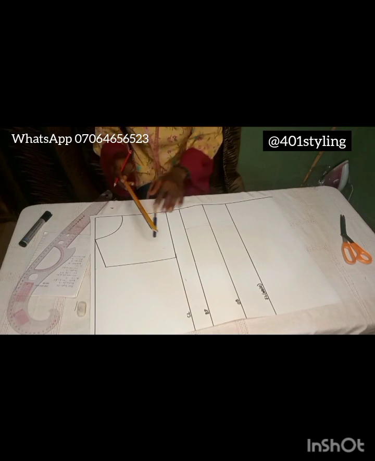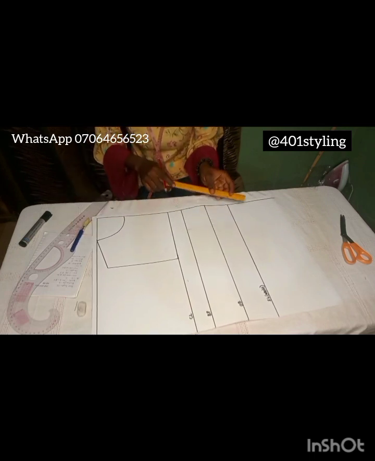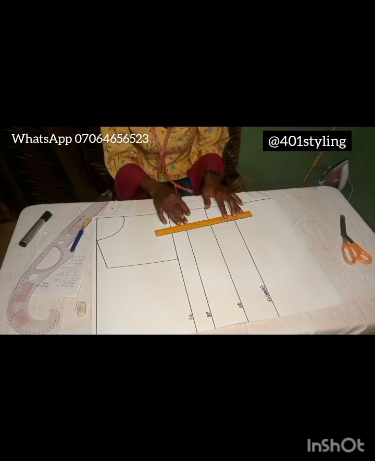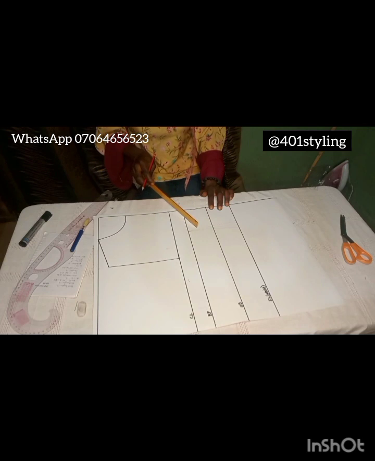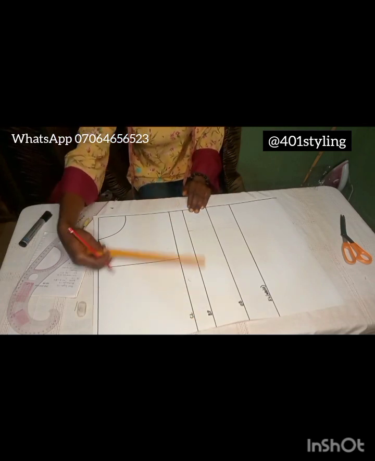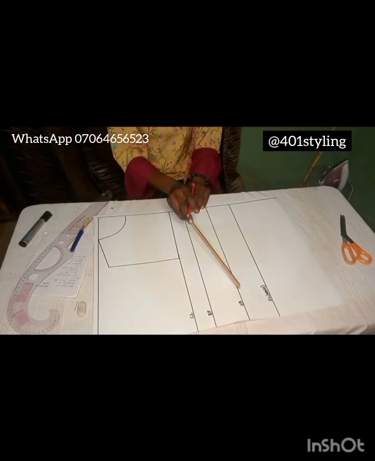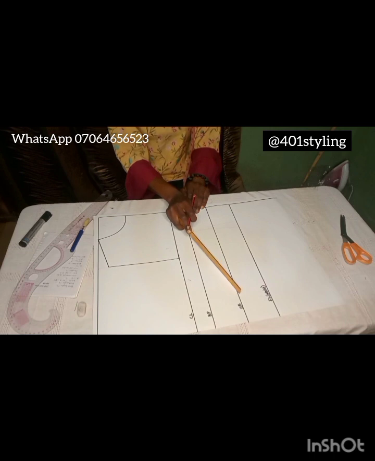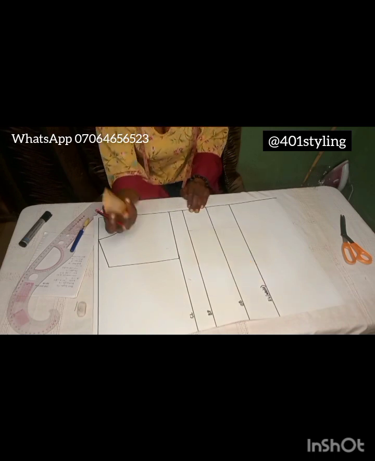Okay, come in by ½ inch on both sides. Those are the darts. So this is the dart line. So after getting the dart line, you can now take your horizontal measurement. So on the chest line you take your bust measurement, on the underbust you take your underbust measurement, and on the waistline you take your waist measurement divided by 4.